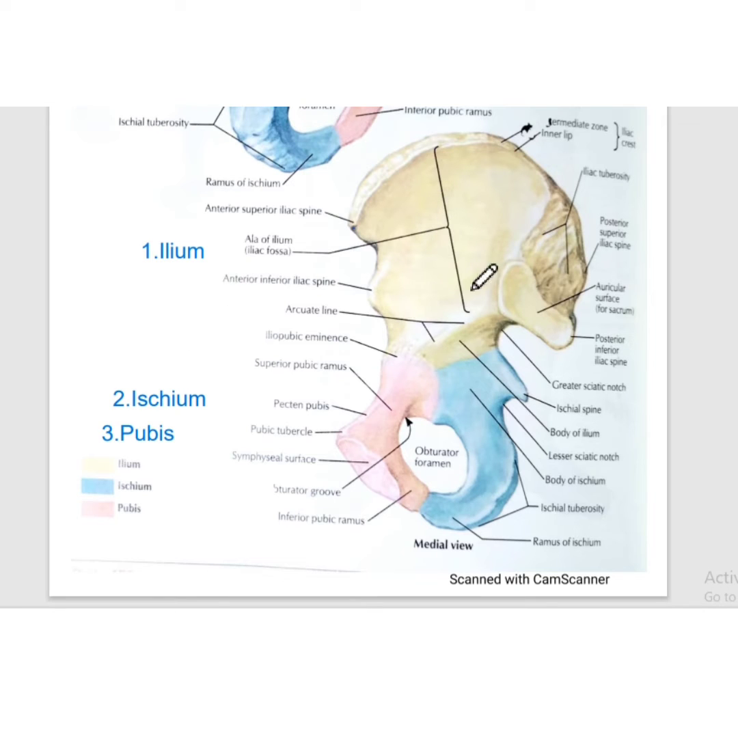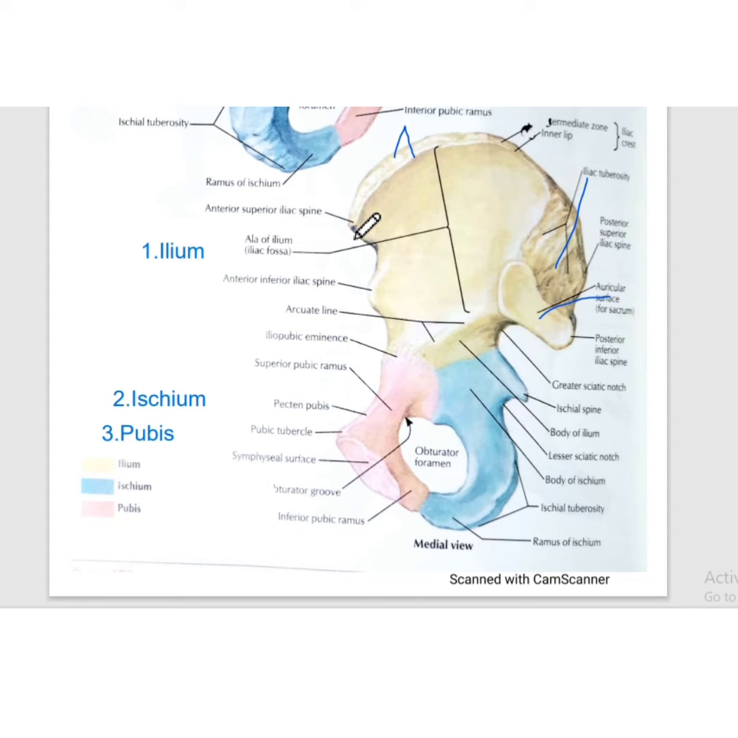This upper flat and expanded part is called the ilium. This ilium consists of a smooth articular surface which is called the auricular surface. Through this surface, the ilium articulates with the sacrum and forms the sacroiliac joint. Superior to this surface, there is a tuberosity, which is called the iliac tuberosity. And this upper curved part, which consists of two lips, is called the iliac crest.